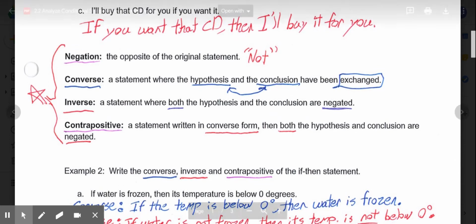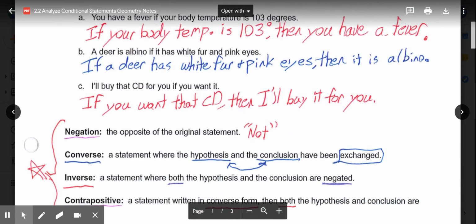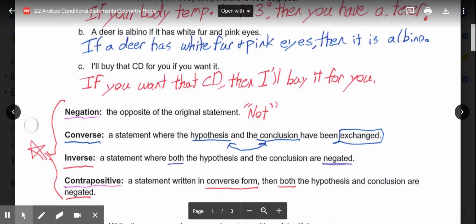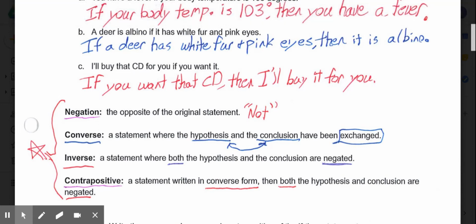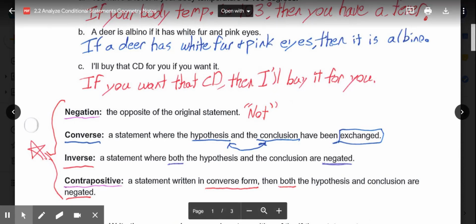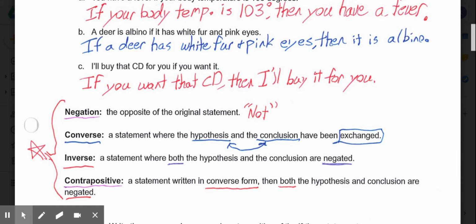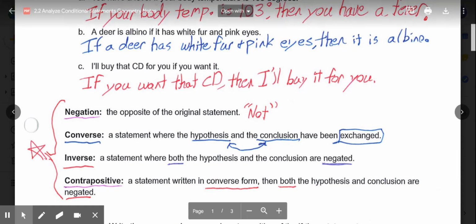So if we look at C again, our original is: if you want that CD, then I'll buy it for you. For the converse, we need to flip the conclusion and hypothesis. So this would read for our converse: if I buy that CD for you, then you will want it.